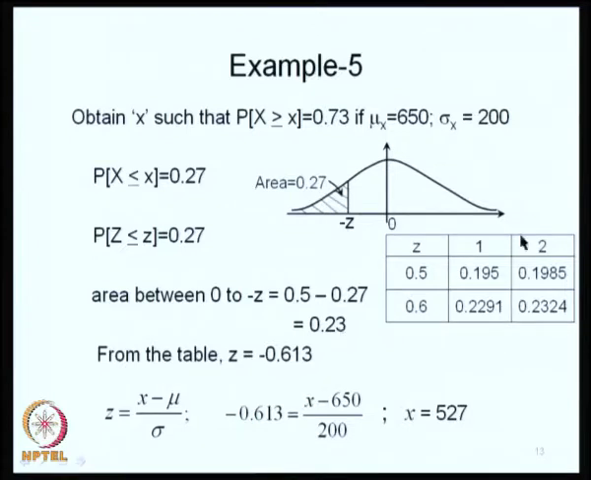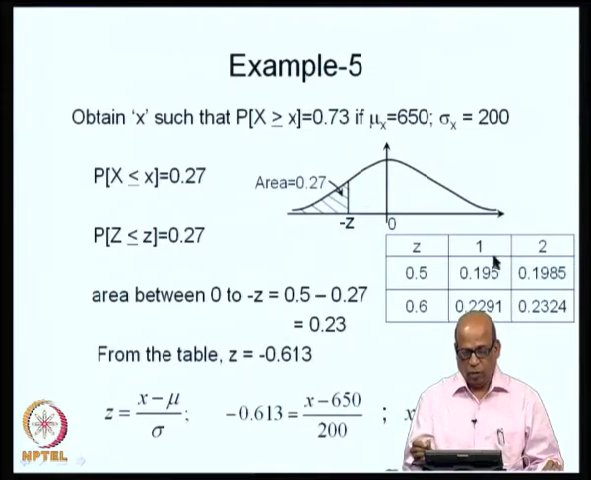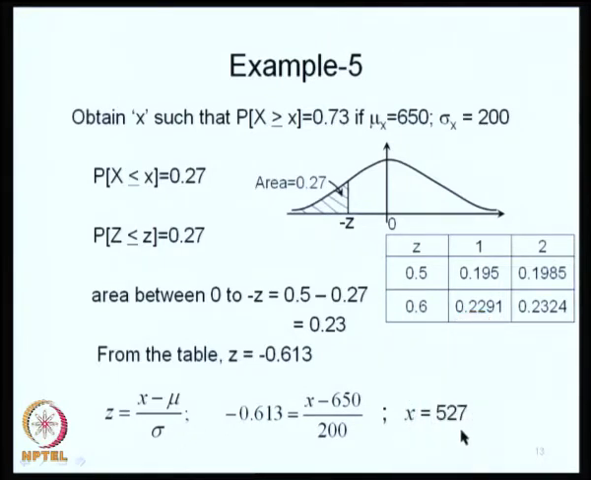All right. So, you look up the tables and go to the area where you get closest to 0.23. You can do the numerical interpolation and you get z is equal to minus 0.613. Once you get z, you are actually looking at the value of x here, you are not interested in the z value. So, once you get the value of z, which is in this case minus 0.613, you use the fact that z is equal to x minus mu over sigma and get the associated value of x. In this case, it turns out to be 527.